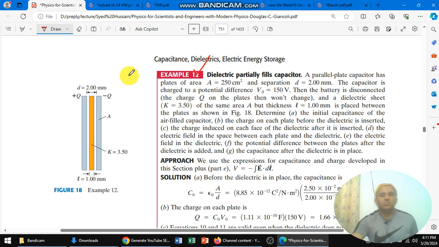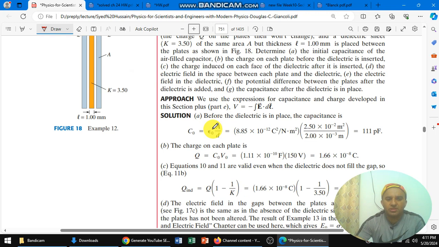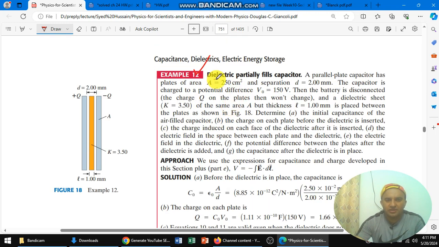Now we continue example number 12. This is the question about the dielectric partially filled capacitor. So we have a dielectric that is partially filled, half filled. A parallel plate capacitor has a plate area. The plate area is given, that is 250 centimeters square.